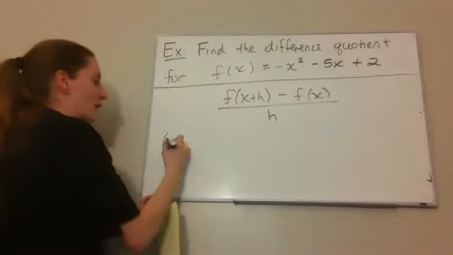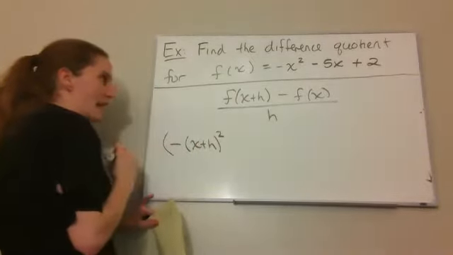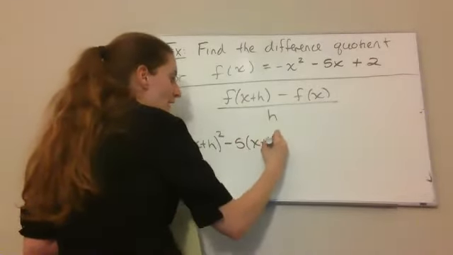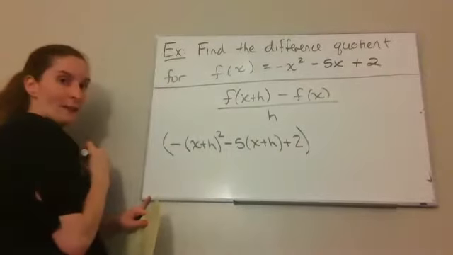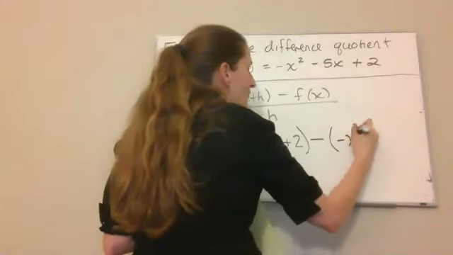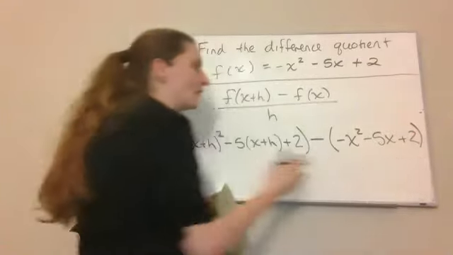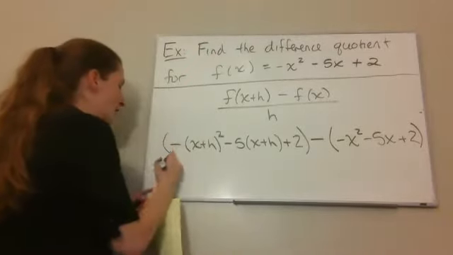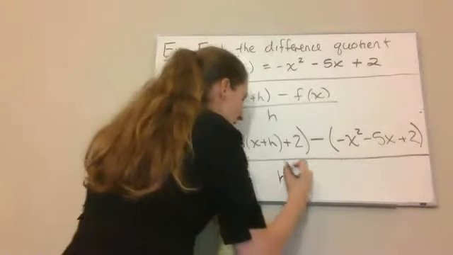That's what I get when I replace every single x with x plus h. So I get negative (x plus h) squared minus 5(x plus h) plus 2. That's f of x plus h. Now I need to subtract my f of x. And again, I'm going to put my f of x in parentheses just because I know I personally sometimes forget that I'm subtracting about halfway through. This helps me remember to subtract every single term. And now all of that is over h.